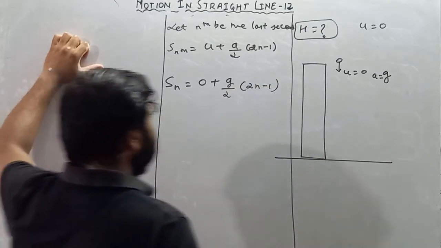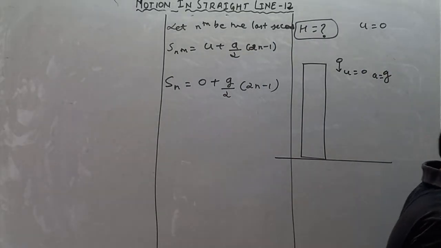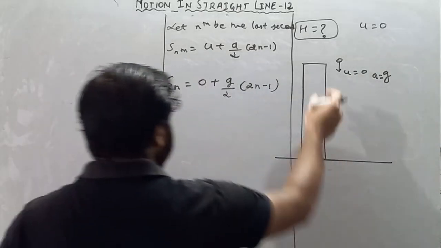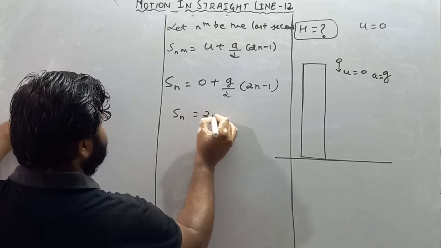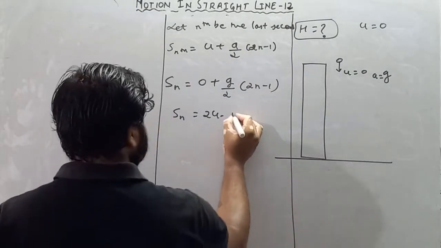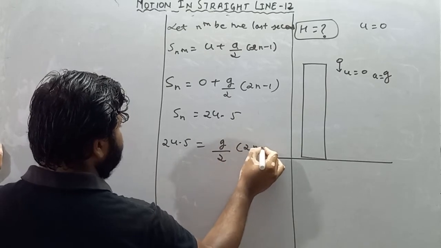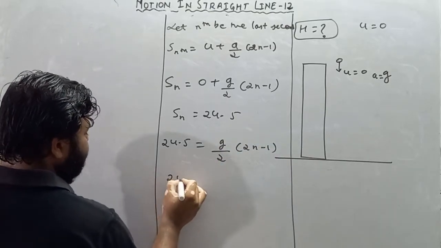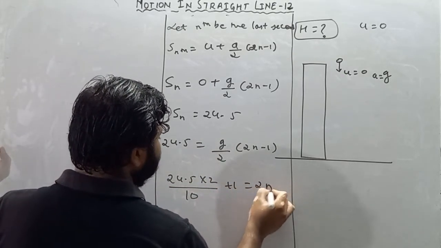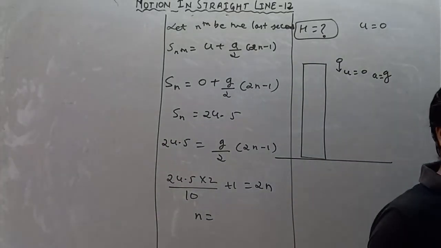Now they are saying that you have to find the height of the cliff. In the last second before it reaches the ground, the distance traveled, that is S n, is given as 24.5. So I'll write here 24.5 is equal to g by 2 into (2n minus 1). Now find the value of n. 24.5 into 2 divided by 10, plus 1, is equal to 2n. So n is nothing but, try to solve this equation, you will get n is equal to 3.